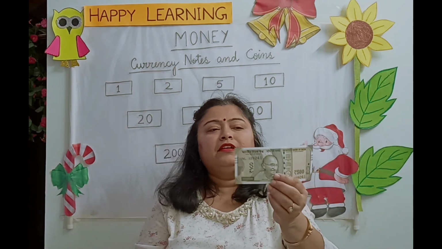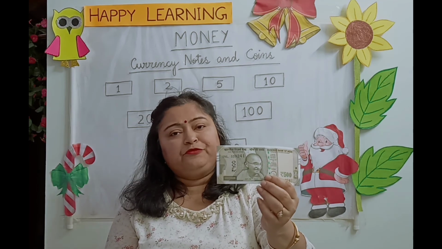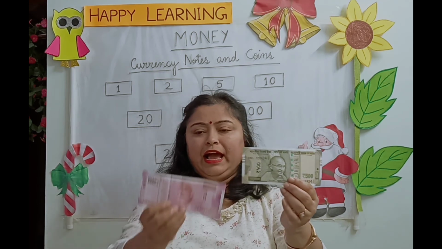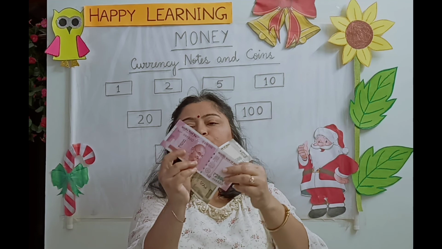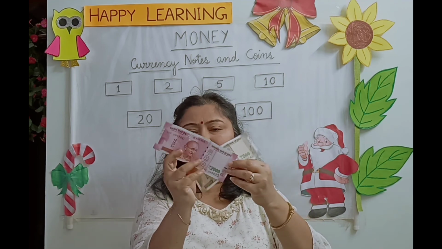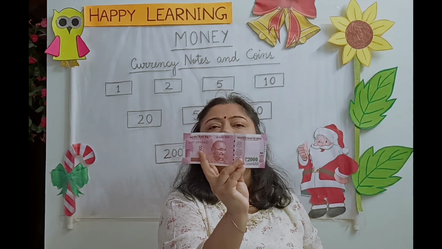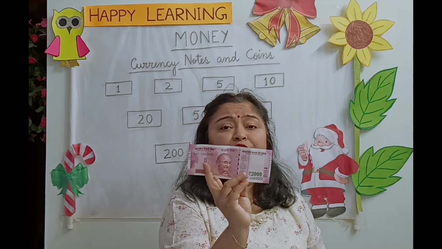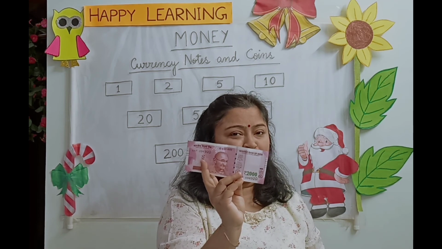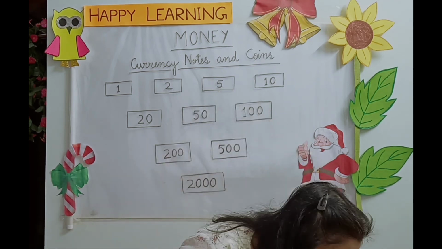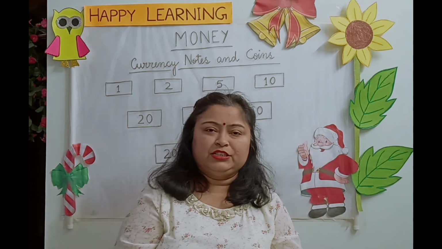Now see, this is a 500 rupees note and this is a 2000 rupees note. See, this is the biggest note which we are using presently. Okay class, I hope you all have understood it.